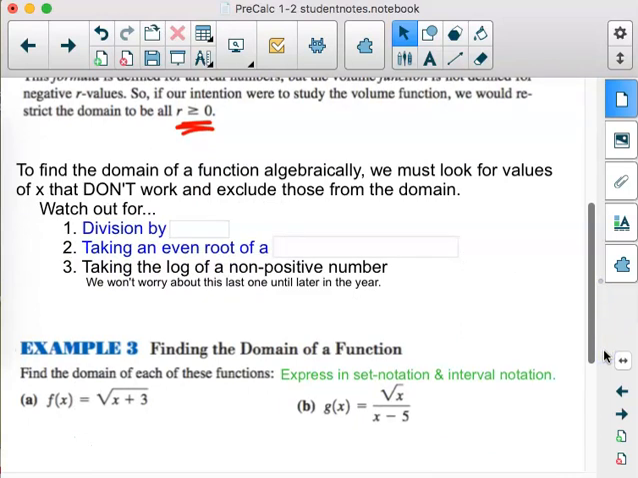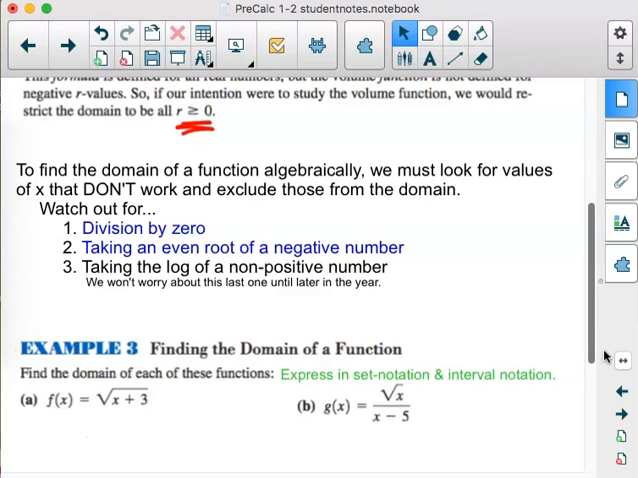To find the domain of a function algebraically, we must look for values of x that don't work and exclude those from the domain. Two things we watch for. Are we going to end up dividing by 0 if we put a certain x value in? So this happens whenever we have a denominator that we have to think about. Okay, there's division here. Is it possible that this would make me divide by 0? Taking an even root of a negative number. Can't do that. 0 on up to get our real numbers. And then, number 3, we're not going to worry about this one for quite some time, but that's taking the logarithm of a non-positive number.